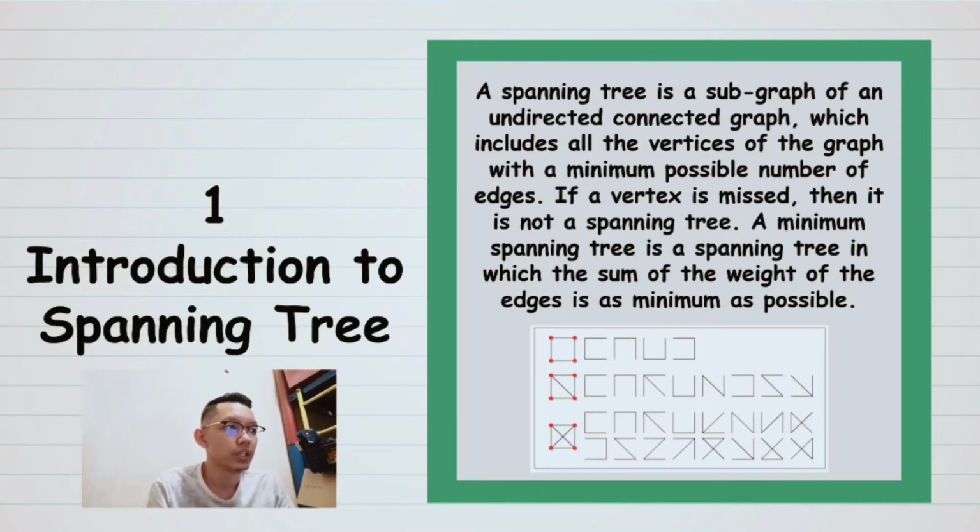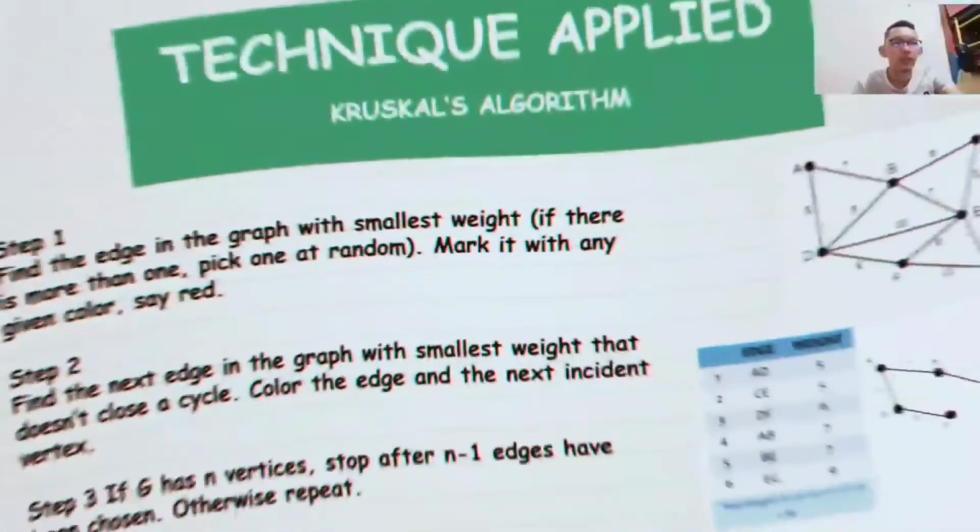Introduction of spanning tree. A spanning tree is a subgraph of an undirected connected graph, which includes all the vertices of the graph with the minimum possible number of edges. If a vertex is missed, then it is not a spanning tree. A minimum spanning tree is a spanning tree in which the sum of the weights of the edges is as minimum as possible.